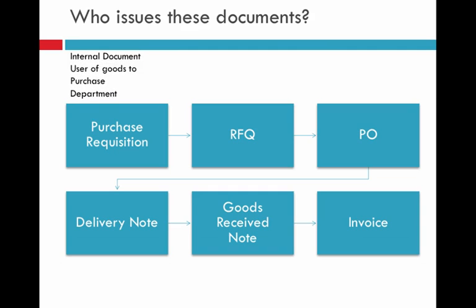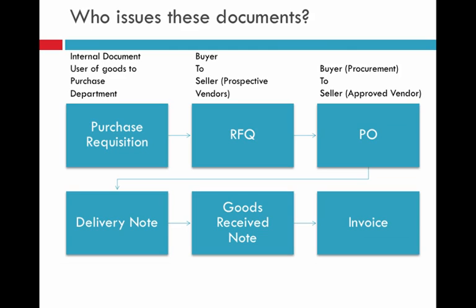A purchase requisition is an internal document which is issued by the user of goods to the purchase department. Now the user of goods is going to raise a purchase requisition saying that I want, say, one laptop with this configuration, and so on. The RFQ is issued by the buyer to the seller, where the seller in this case is a prospective vendor. Who issues a PO? That's right. The PO is issued again by the buyer to the seller.